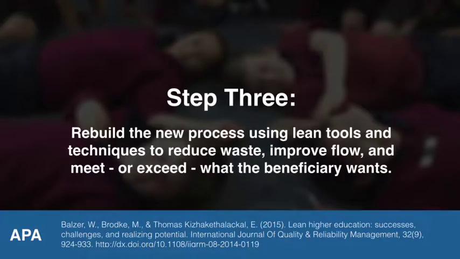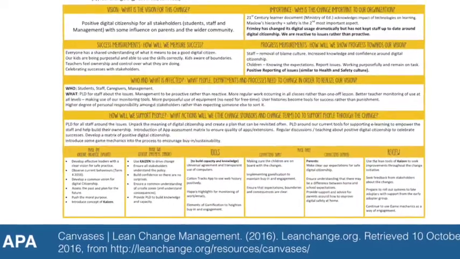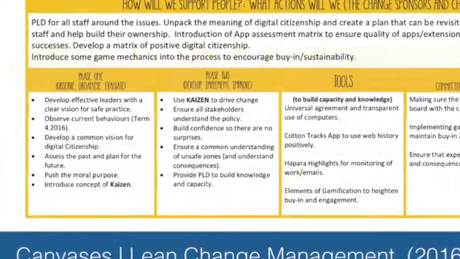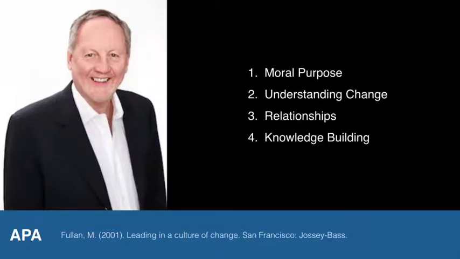Step 3. Rebuild the new process using lean tools and techniques to reduce waste, improve flow and meet or exceed what the beneficiary wants. It's our intention to implement the change initiative during the first 6 months of next year and then continue to create our sustainability after that. Initially, we plan on working through Phase 1 with our teams before school starts, acknowledging that observation is already occurring. While developing our lean plan, we've also taken into account the research and work done by Michael Fullan. In his book, Leading in a Culture of Change, Fullan identifies 4 areas that we need to focus on.